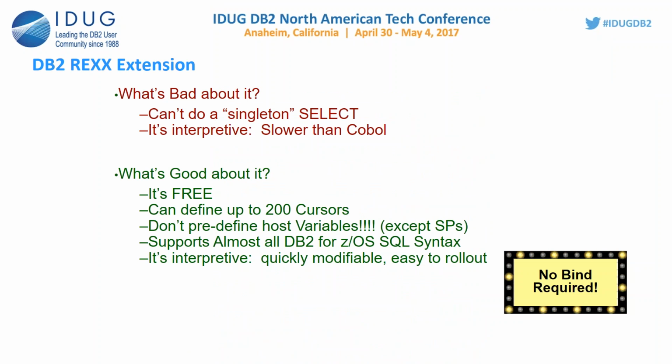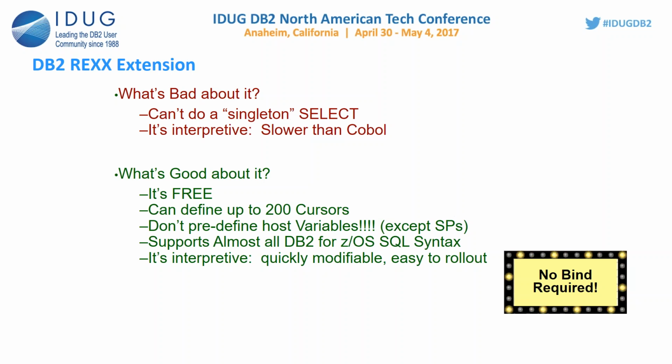So bad things and good things. Well, it's interpreted code, right? So it's going to be slower than the equivalent COBOL or C or assembler or pretty much any other compiled language that you might write. It is dynamic SQL. Right, so there's no static SQL embedded inside REXX unless you call a stored procedure, which you can do with REXX, but then that is eliminating some of the benefits of simplicity that we've been talking about.